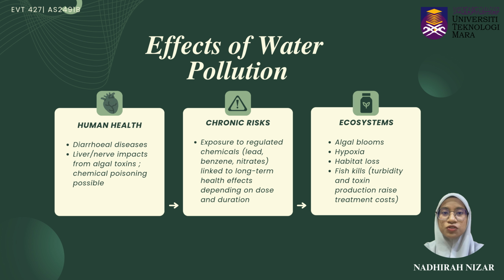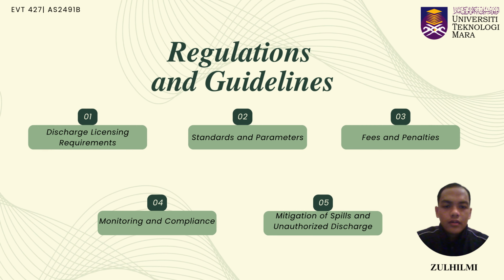Ecologically, nutrient-driven algal blooms block sunlight, reduce dissolved oxygen, and can lead to mass fish deaths and degraded habitats, resulting in turbidity and toxins. They also raise the cost of treating water for human use.